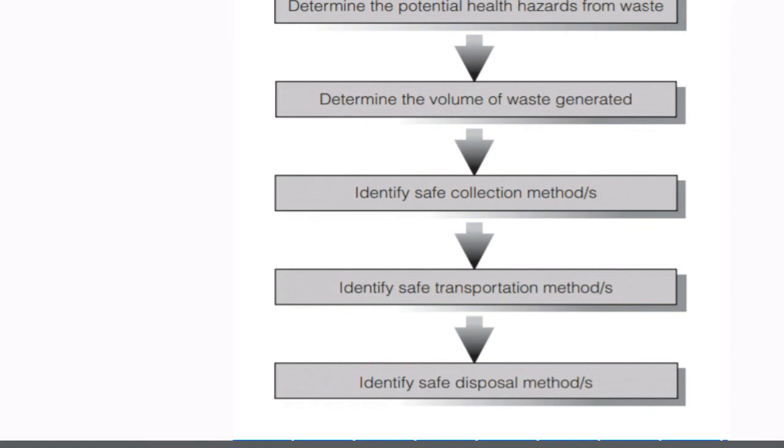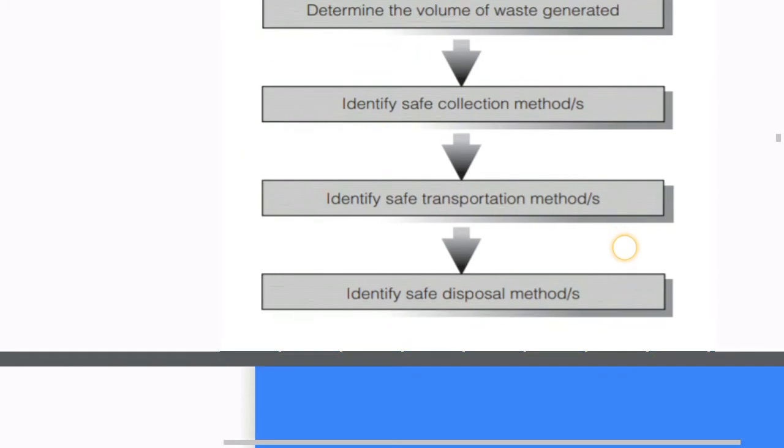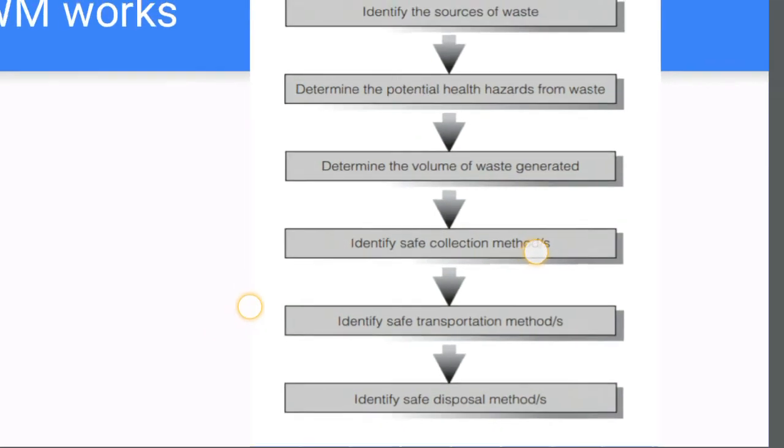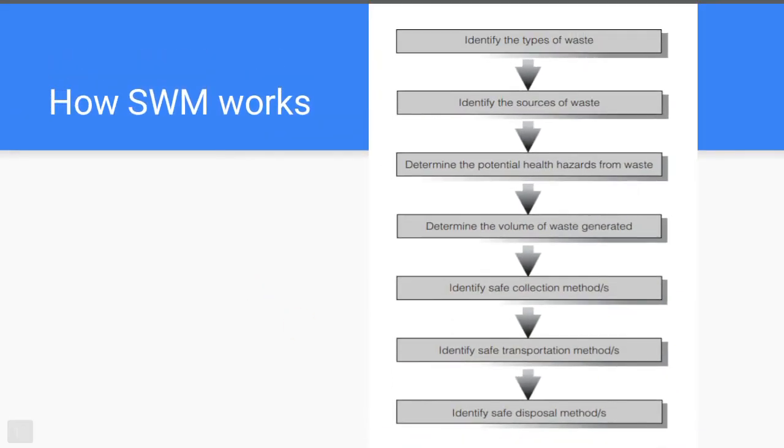Then they are going to identify in which manner it has to be transported, either in large covered vehicles, in an open vehicle, or in a mini vehicle. And then they are going to identify the safe disposal method, whether it should be placed in a landfill site, or incinerated, or whatever other disposal methods are followed which are helpful to humans, where it should not affect the health of the public. Keeping all this in mind, people are going to work in this prescribed manner.